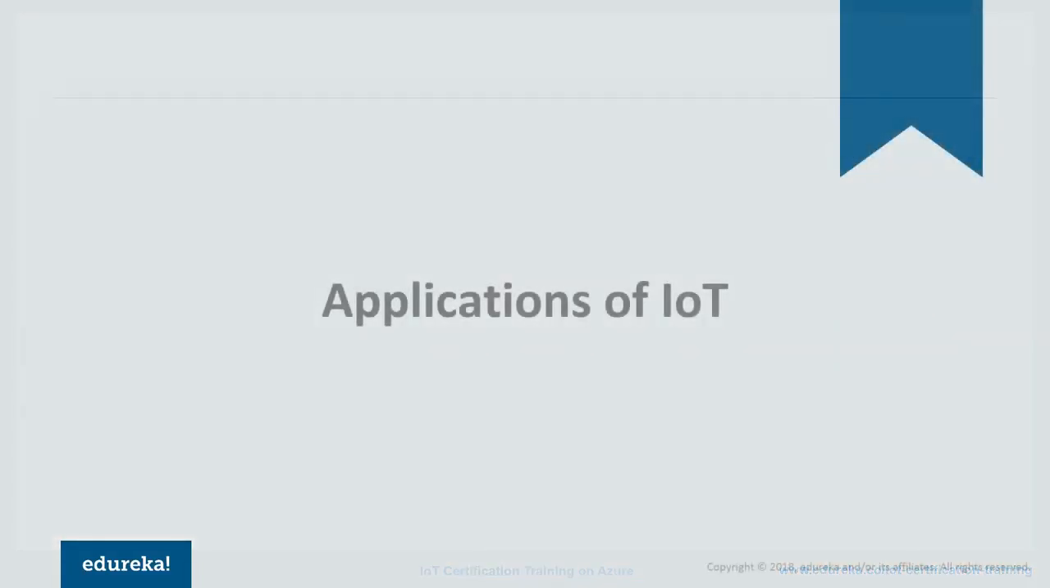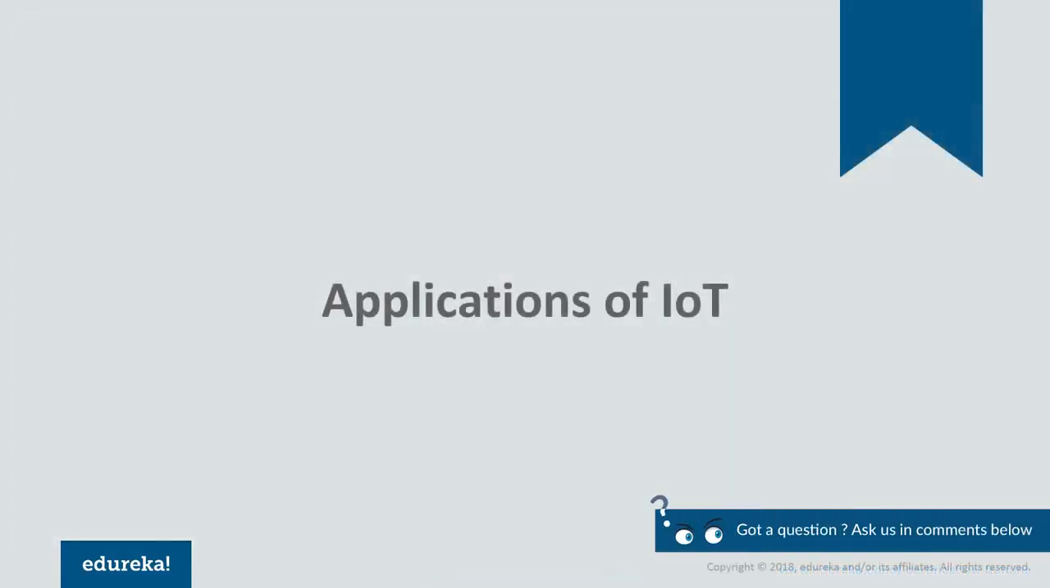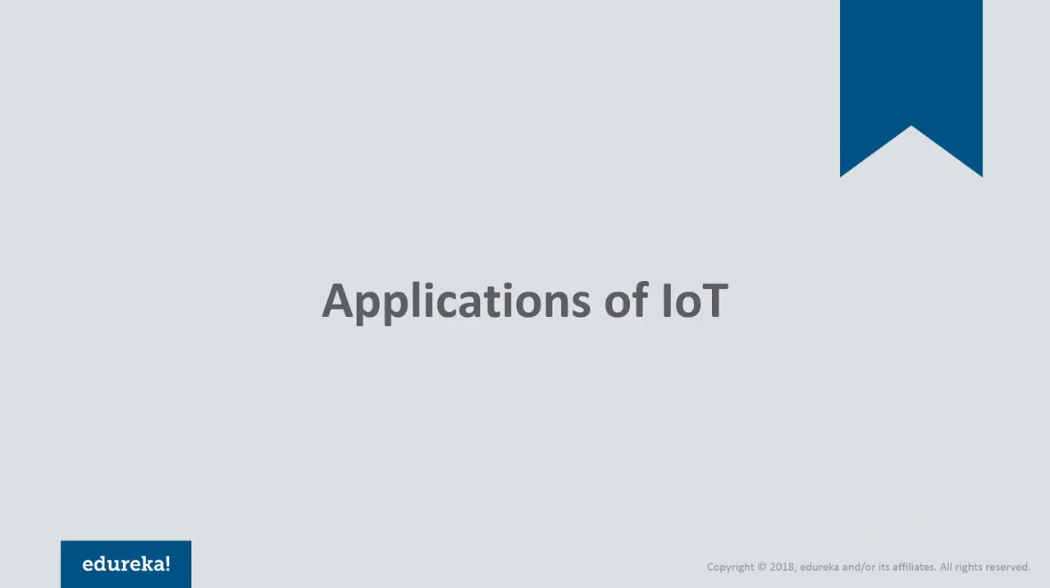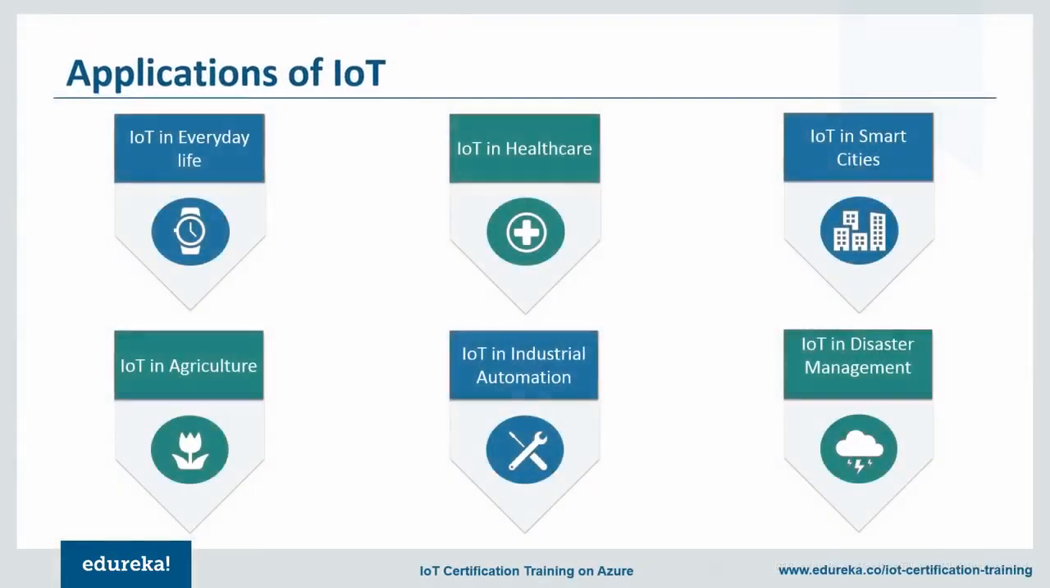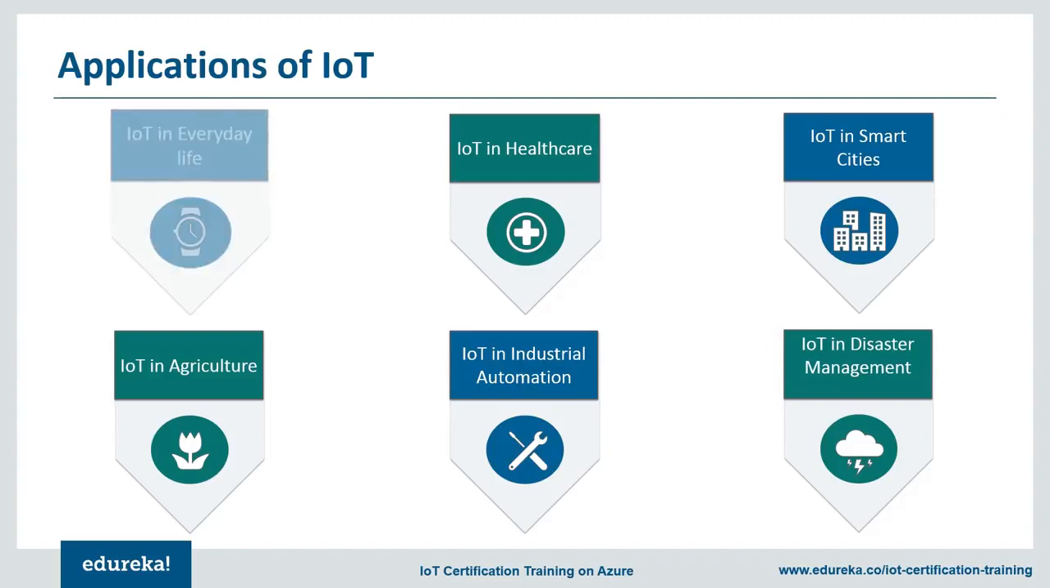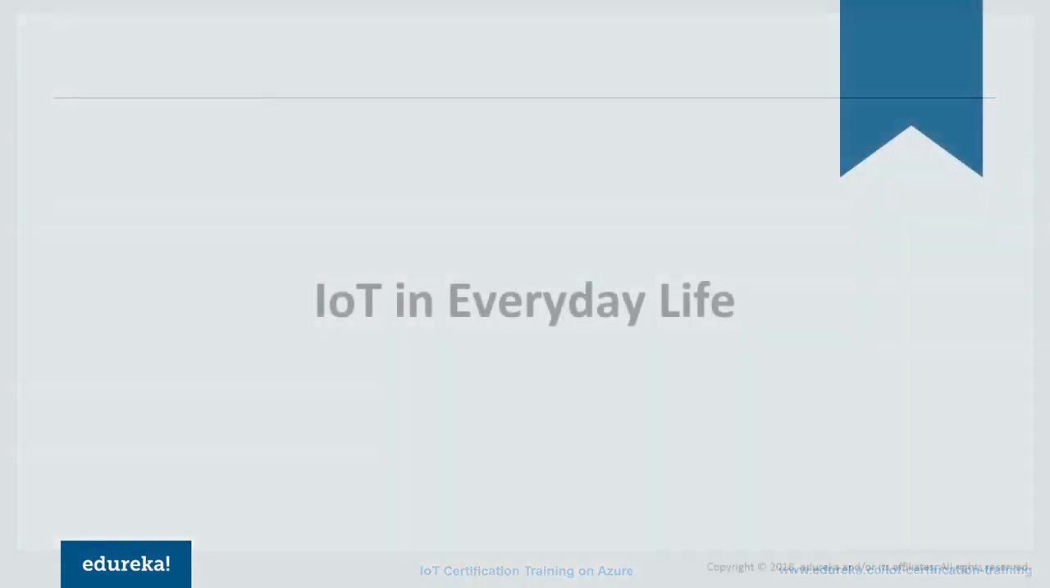So finally, we have arrived at our main agenda, that is the applications of IoT. While the Internet of Things equips a multitude of domains and millions of devices with connectivity every day, there are still a few domains which I find a tad more interesting than the others. And they are IoT in everyday lives, IoT in healthcare, in smart cities, agriculture, industrial automation, and finally in disaster management. First, we have Internet of Things in our daily lives.